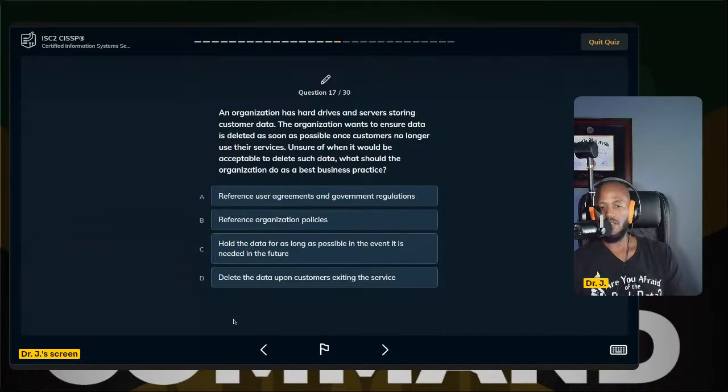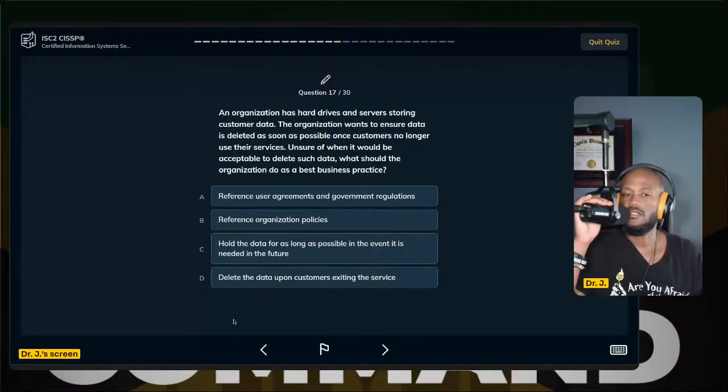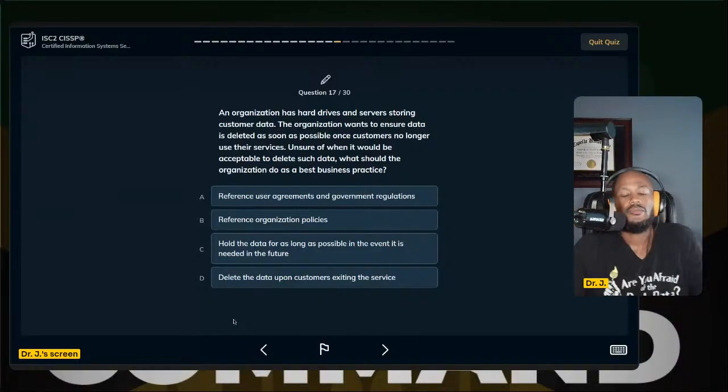So I was probably looking at A. It's probably A, right? User agreement. Like, yeah, I think it's A. Reference user agreements and government regulations. It said unsure of when it will be acceptable to delete such data. What should the organization do as best practice?